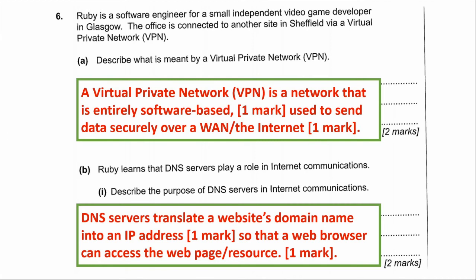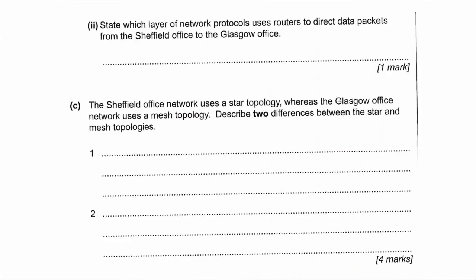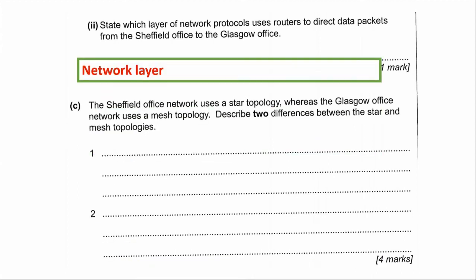So state which layer of the network protocol uses routers to direct data packets from Sheffield to the Glasgow office. So that is your network layer. The Sheffield office network uses star topology, whereas the Glasgow office network uses mesh topology. Describe 2 differences between the star and the mesh.